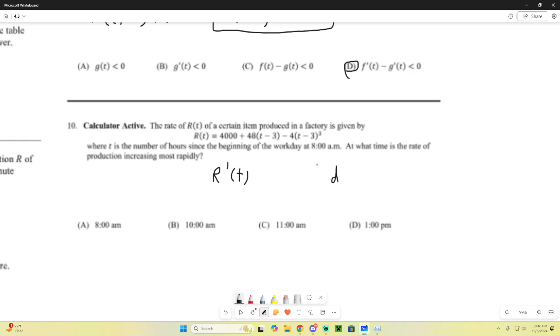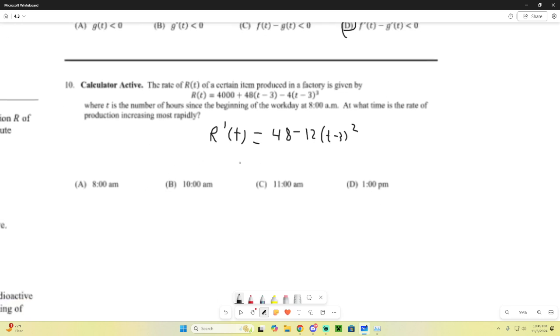I'm just going to tell you what the derivative is. That's 48 minus 12, and then chain rule with t minus 3 squared. Right? Yeah, that's correct. So yeah, go ahead and graph that. You should have a maximum at t equals 3, which is 3 hours after 8 a.m., which is 11 a.m. So that's our final answer.